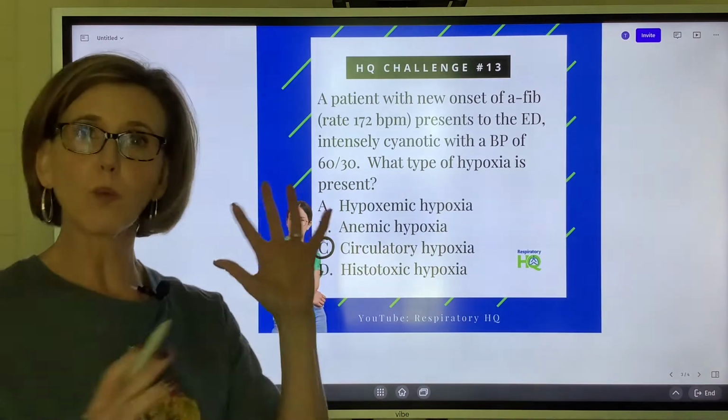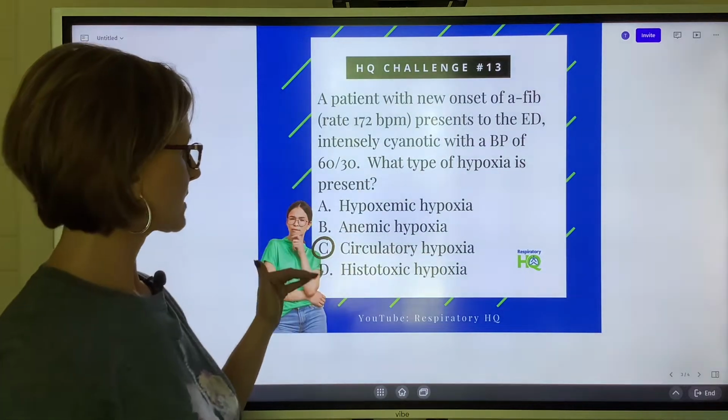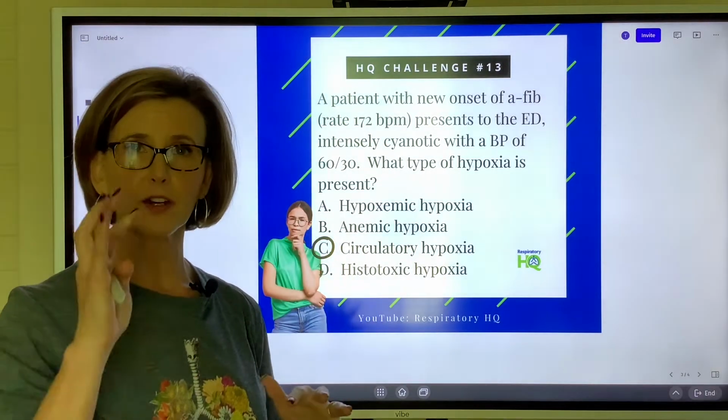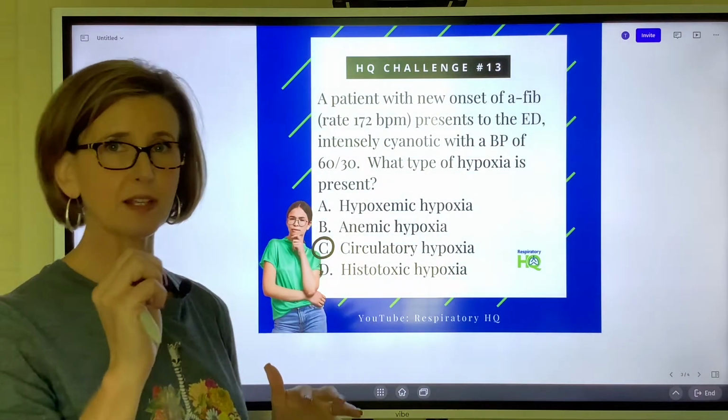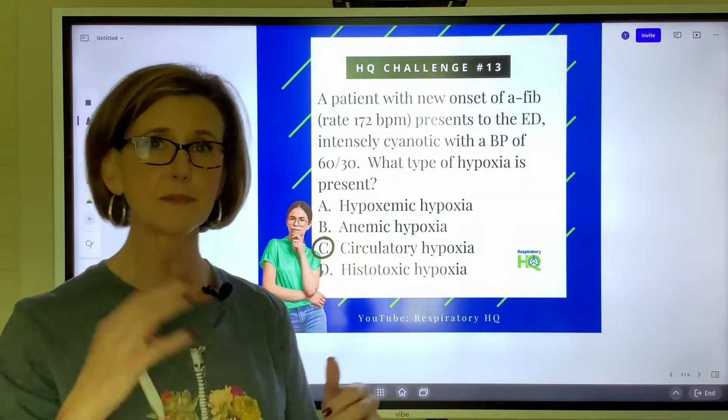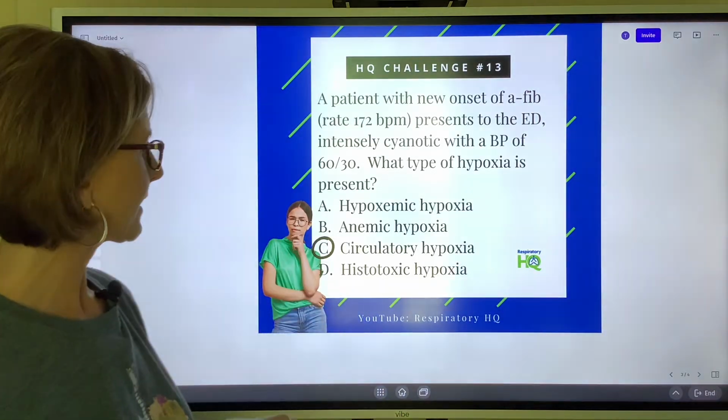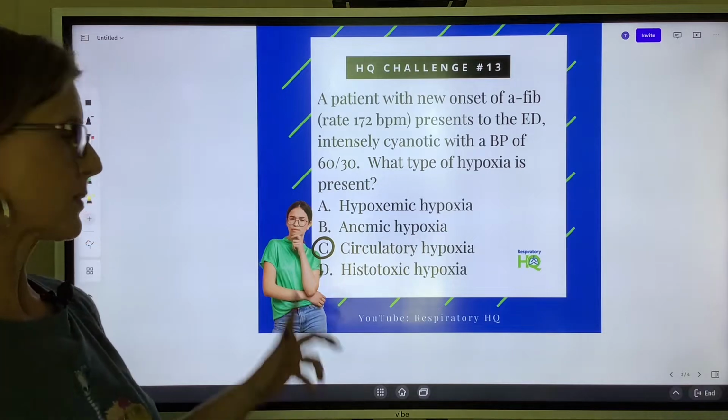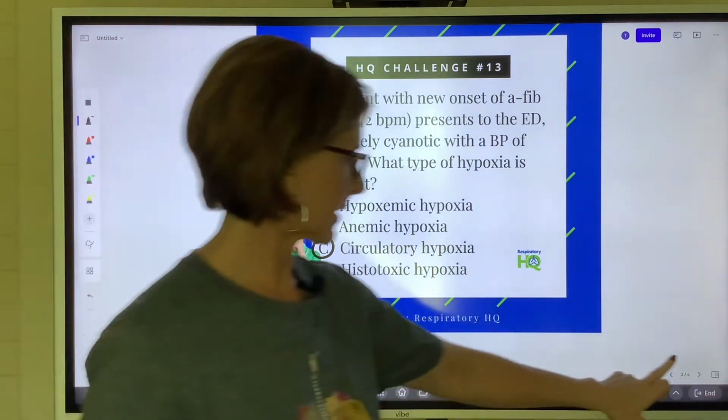So if you want a good example of the four types of hypoxia, I've got a great YouTube video that differentiates between hypoxemia and hypoxia. Check that out, but this represents circulatory hypoxia.